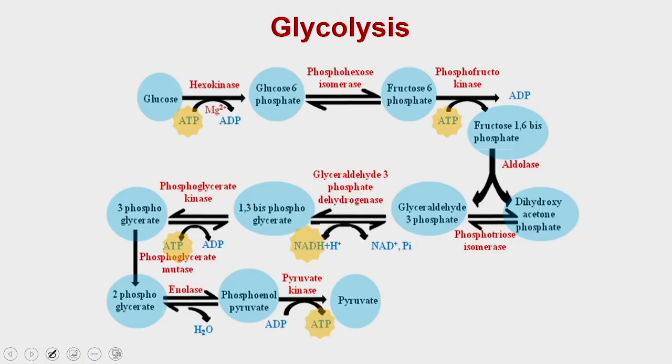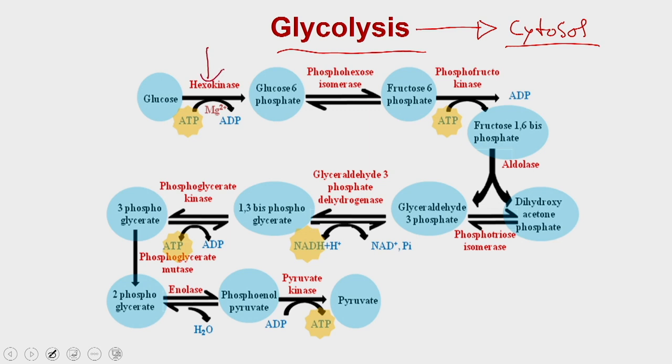The first metabolic pathway we are going to discuss is called glycolysis. Glycolysis operates in the cytosol of the cell, whether it is the bacterial cell or the eukaryotic cell. The first reaction required to channelize glucose molecules into glycolysis is catalyzed by an enzyme known as hexokinase.